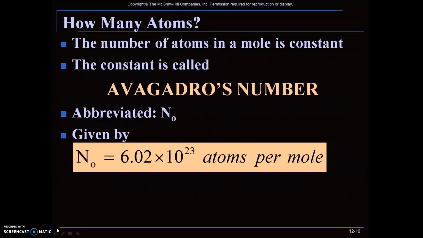And that number is nothing but the Avogadro number. And how many atoms per mole? It's 6.02 times 10 to the power 23, and we abbreviate it as N0. This is the number of atoms in a mole, and this is a constant number. It is also called Avogadro's number: 6.02 times 10 to the power 23 atoms per mole. So if you look at any material of 1 mole quantity, you will have exactly the Avogadro number of atoms.